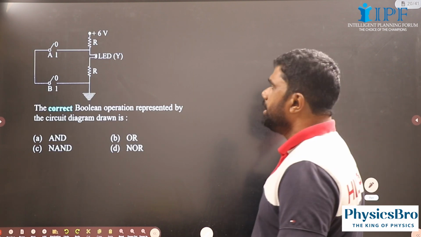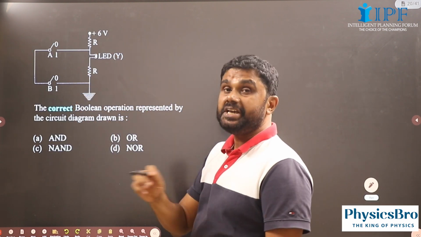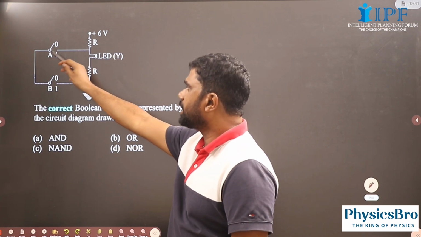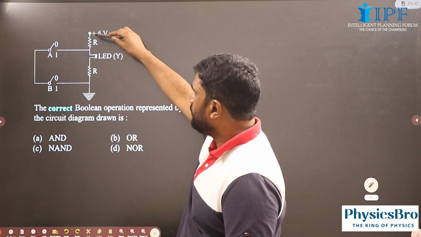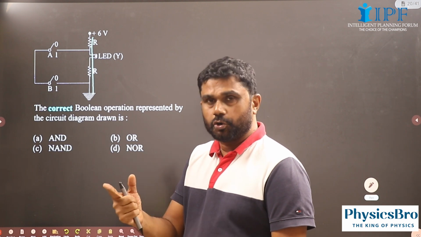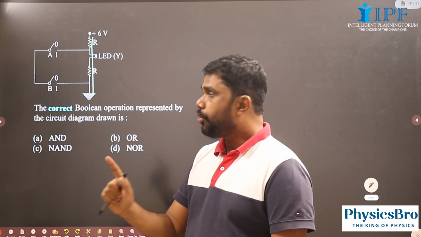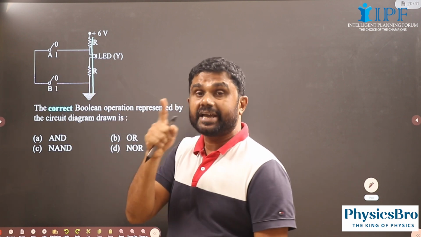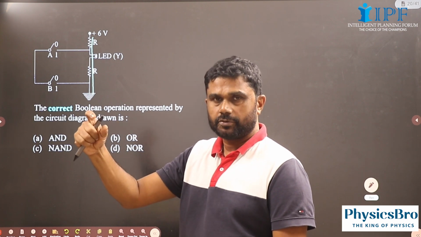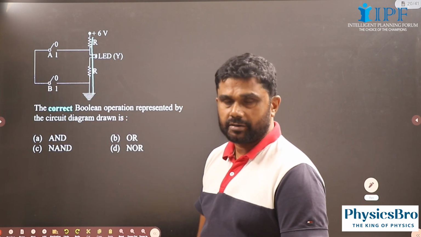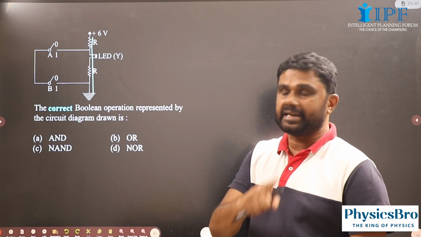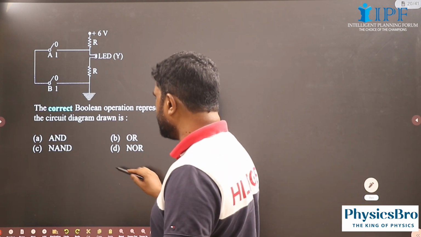Now see here, when A or B is kept open, there won't be current through this branch. Then there will be current through this branch and the bulb will glow. So the bulb will be switched off only when both the switches are in their on position. So we will get an output 0, means bulb will be switched off only when both A and B are 1. So output is 0 only when both A and B are 1. So it must be a NAND gate.